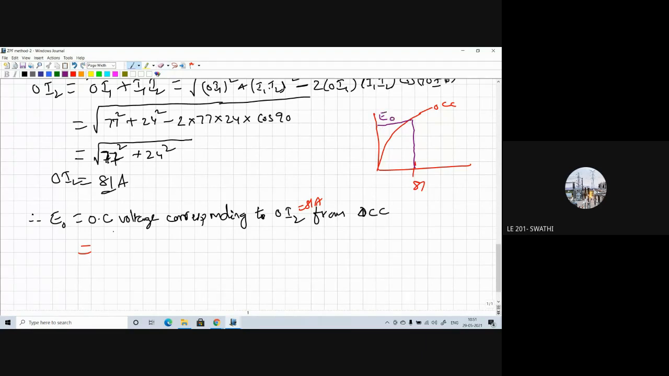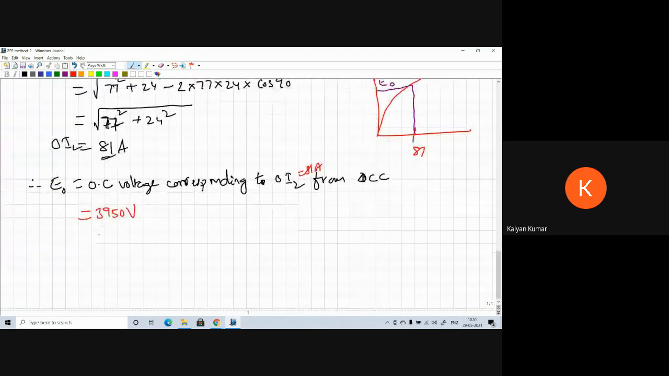3950 sir. 950 volts. 3950 volts. So we got the value of E0. E0 వచ్చింది కాబట్టి we can find out the regulation. Therefore percentage regulation equal to E0 minus V by V into 100.